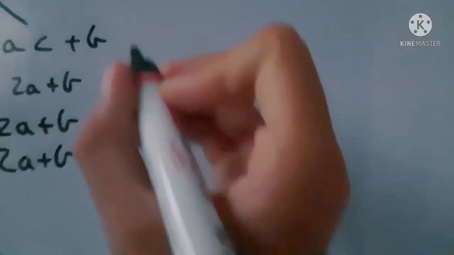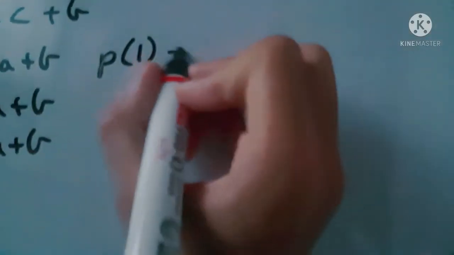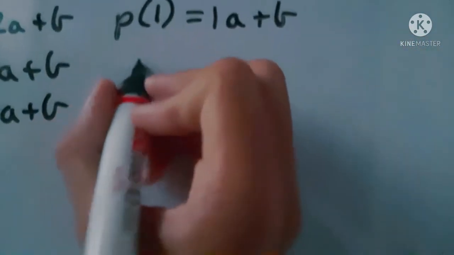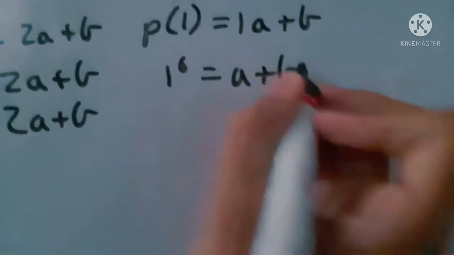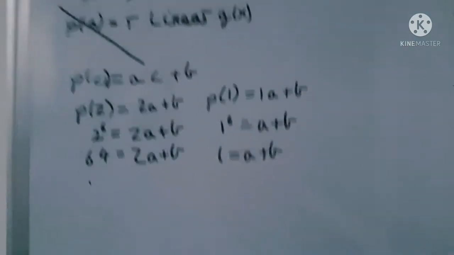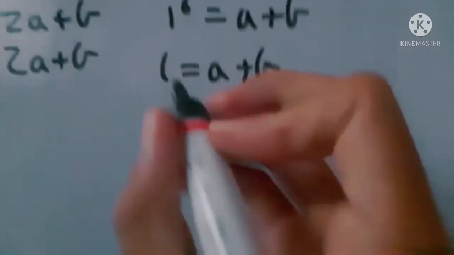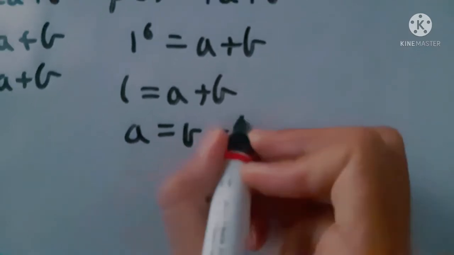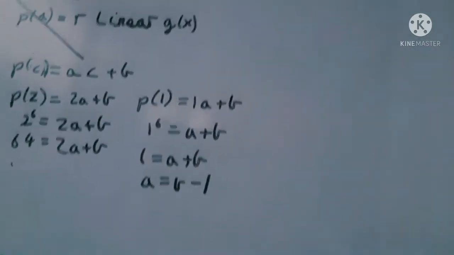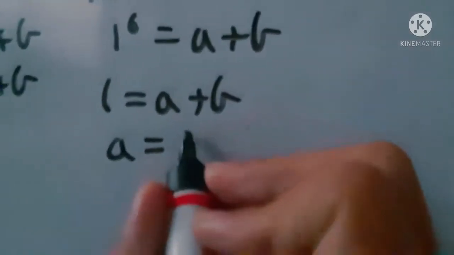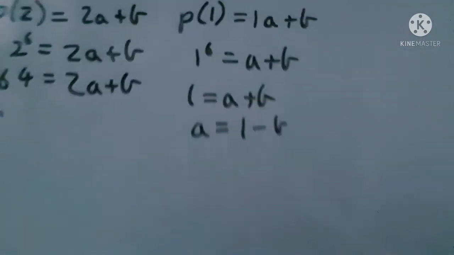And now for the second one, we'll solve for p of 1, which is just 1a plus b. So we have 1 to the 6th power equals a plus b, and we have 1 equals a plus b. Now we can use this equation for substitution. So a is equal to b minus 1, if I'm not mistaken. Or is it 1 minus b? It's 1 minus b, sorry. I am indeed mistaken. 1 minus b. That's nice, right?